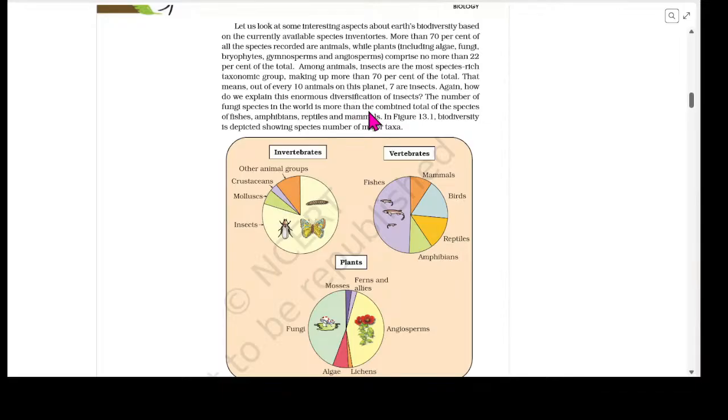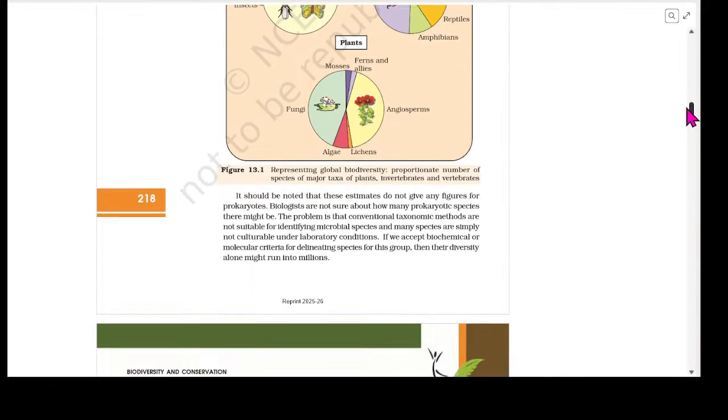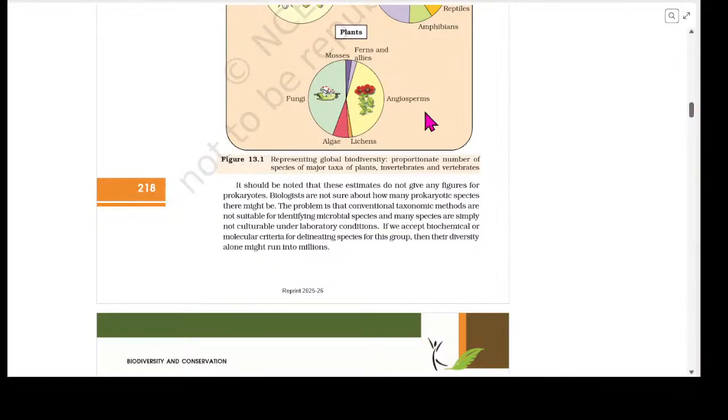The number of fungi species in the world is more than the combined total of the species of fishes, amphibians, reptiles, and mammals. In figure 13.1, diversity is depicted showing species number of major taxa. It should be noted that these estimates do not give any figures for prokaryotes. Biologists are not sure about how many prokaryotic species there might be.